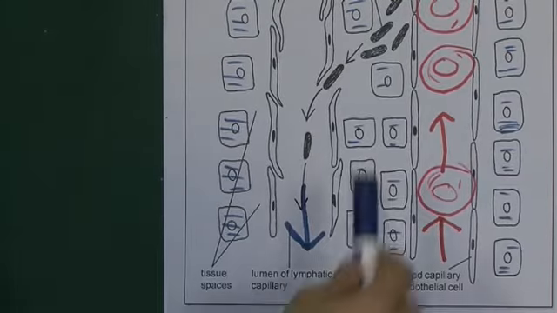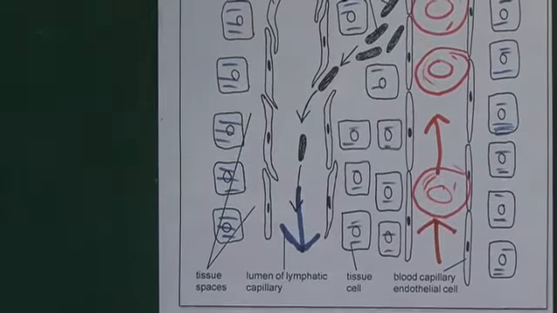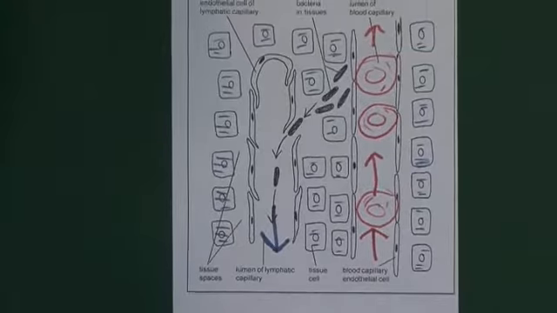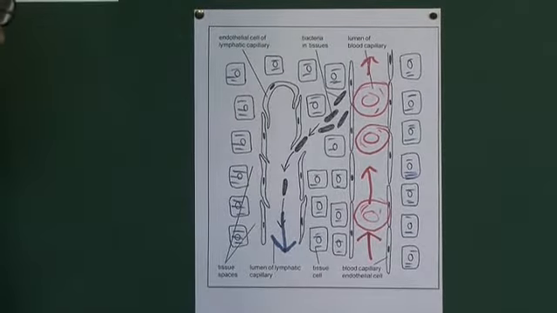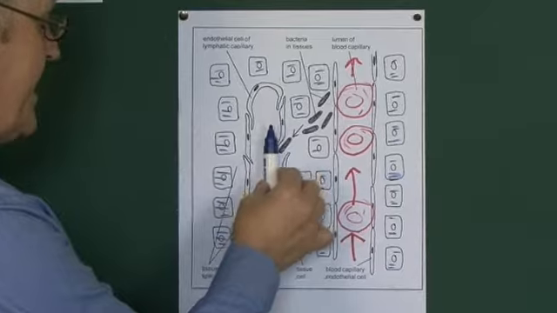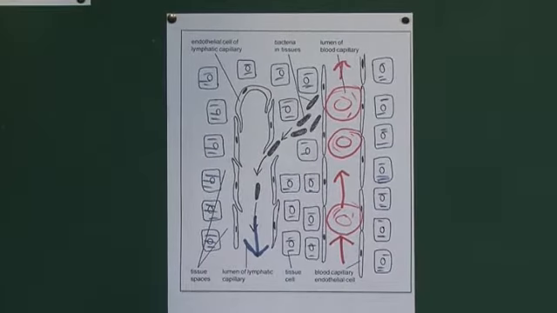But this diagram shows a very important principle in the lymphatic system. It drains bacteria away from the tissue spaces. That means the bacteria don't get into the blood, but they enter the lymphatic vessels.